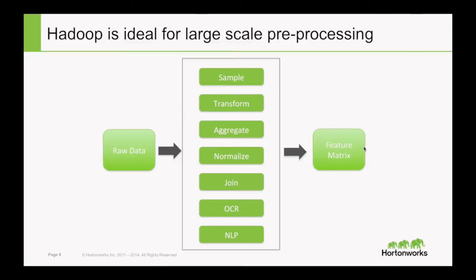The other thing that I mentioned earlier is it's very good for large-scale pre-processing, especially feature engineering and data cleaning. The types of things we do there is we take the raw data and transform it into a feature matrix. Through that, we do things like sampling. We do things like transformations, aggregations, normalization of data. Maybe it's dates or phone numbers or people's names or whatever.